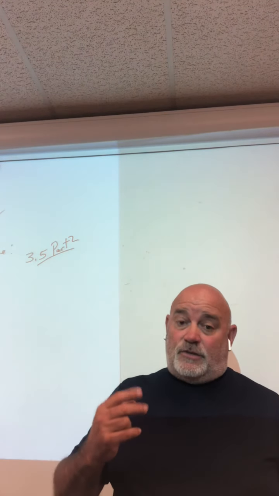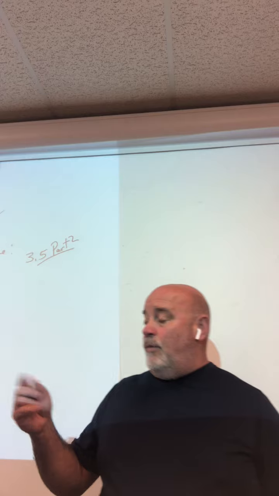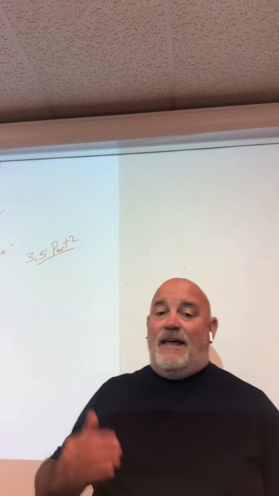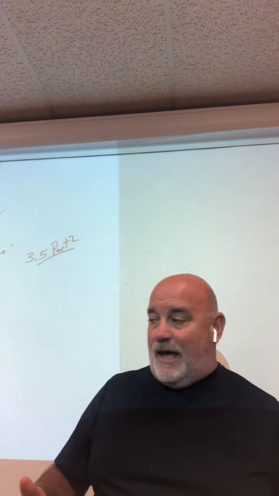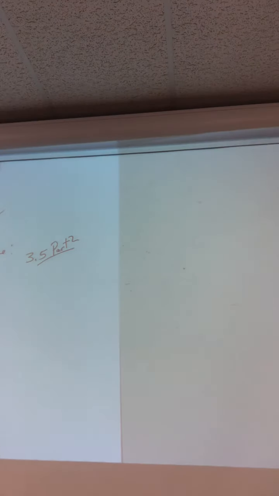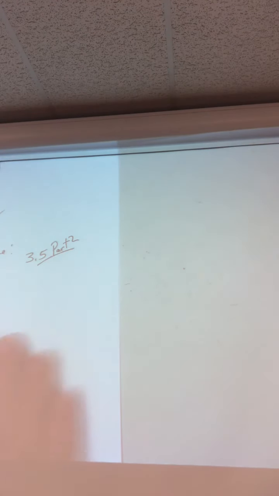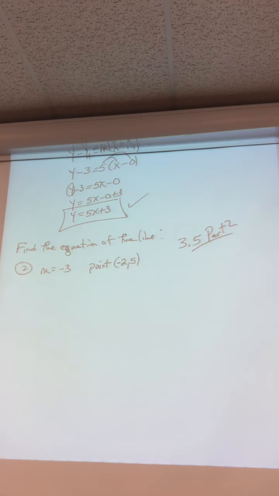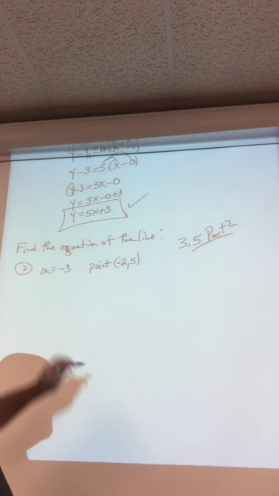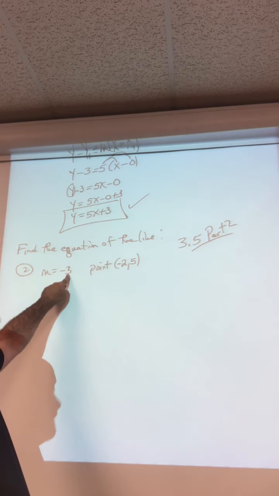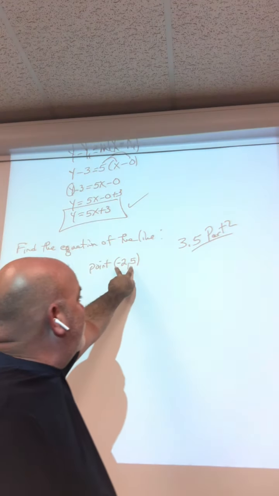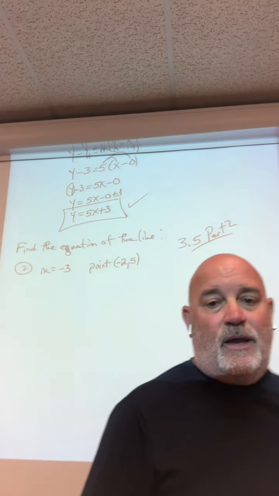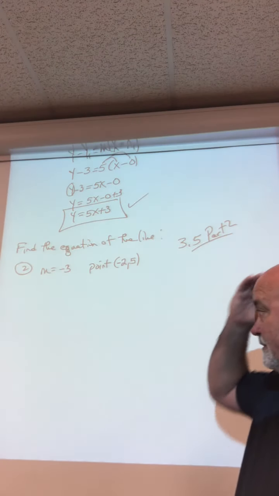This will be example 2 on this problem. I said, find the equation of a line, and I'm going to tell you these two facts. We're told that the slope is -3, and we're told that the line passes through the point -2 comma 5.